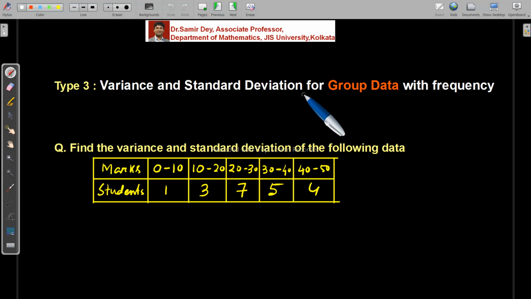variance and standard deviation for group data with frequency. Group data with frequency means the interval will be given. And already you know, if I have an interval, first you need to check whether this interval is continuous or not. If it is not, I already have one video on how to convert not continuous to continuous, you can check it.